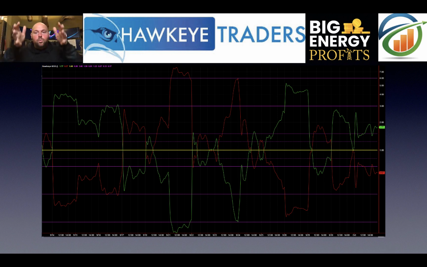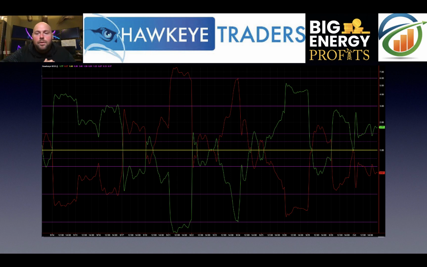So guys, this is what it looks like today. I just screenshotted this as I'm making this video to share with you. It graphically shows you which days there's congestion, which days there's crossing, advancing and declining, and which days bang out hard to the long or the short side.